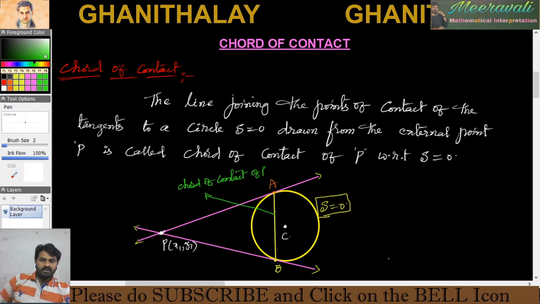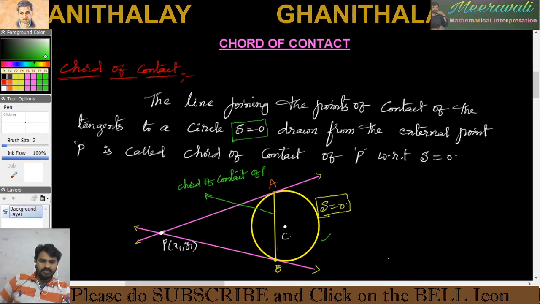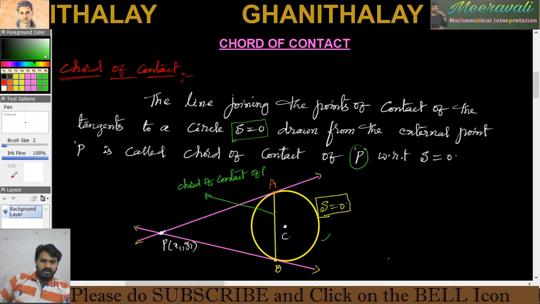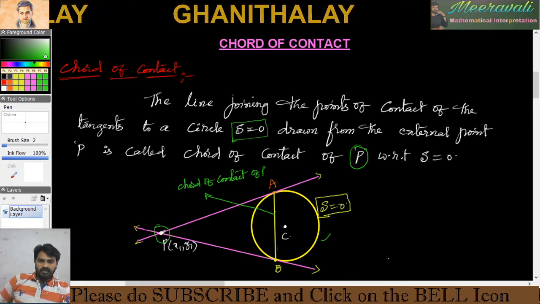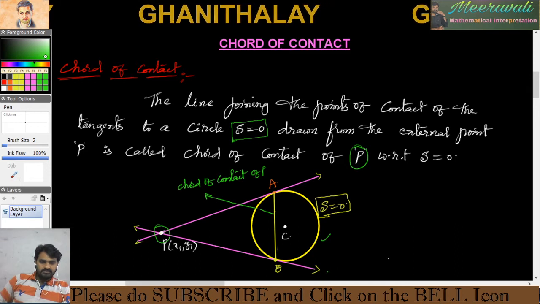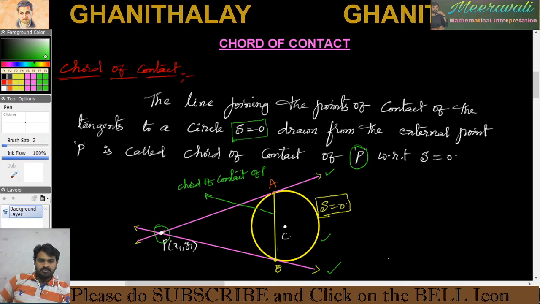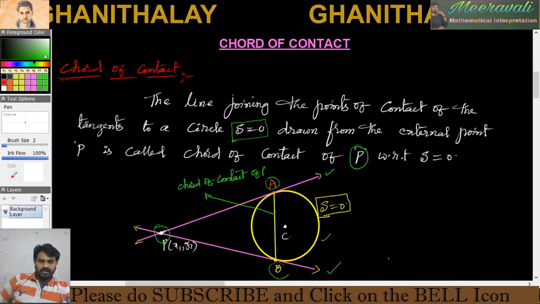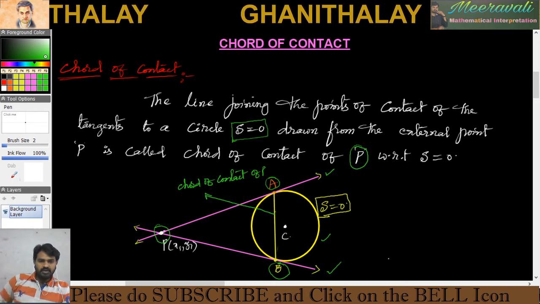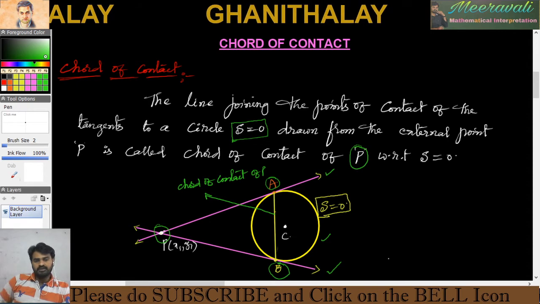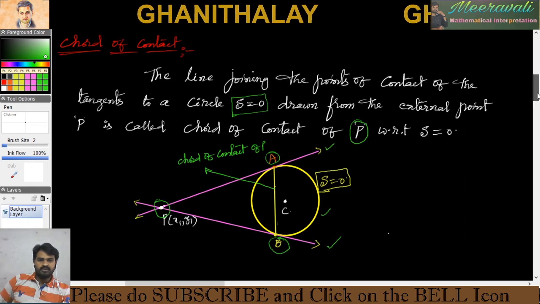That means first we have taken a circle S = 0 like that. This is the circle. Next, an external point P is taken here. After taking the external point P, we can draw two tangents, this one and this one, to the circle S = 0. Now these two tangents meet the circle at two points A and B. If you join these two points, you will get a chord. That chord is called the chord of contact of P with respect to the circle S = 0. So that is the definition of the chord of contact.